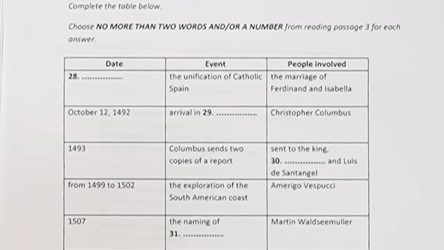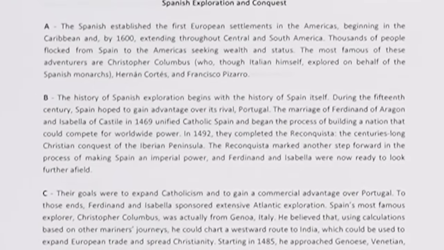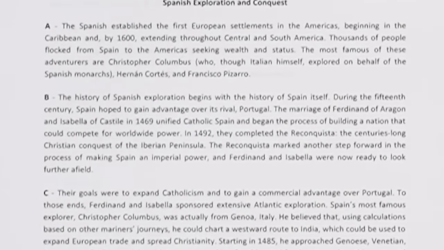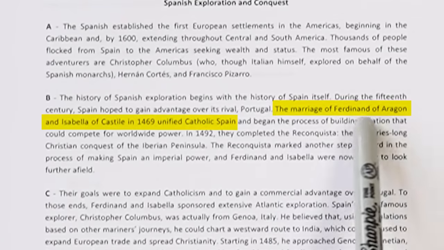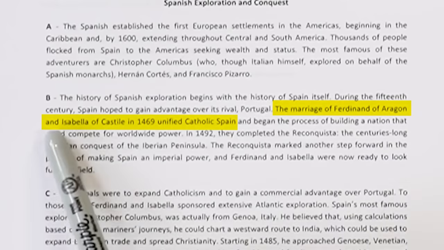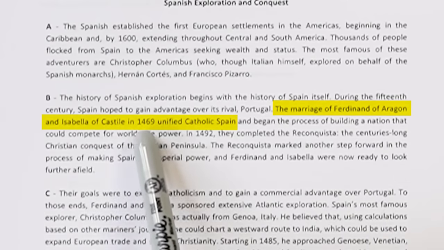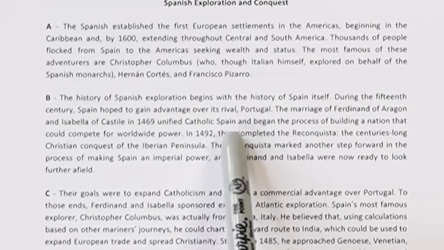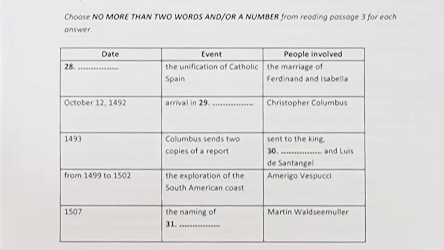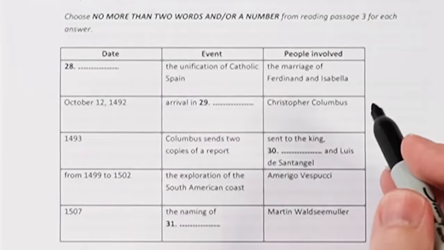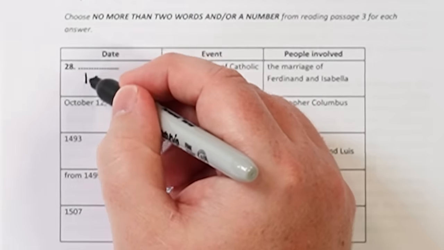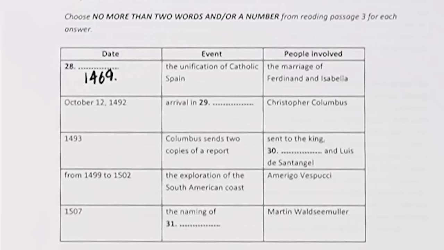So what we need to do is just quickly go and look at the text to find the correct area. So we're scanning for location, not to find the correct answer, but to find the correct area. Okay, so here, the marriage of Ferdinand of Aragon and Isabella of Castile in 1469 unified Catholic Spain. Isabella, Ferdinand, Catholic Spain, 1469. So no more than two words and or a number. So 1469, put that in there.